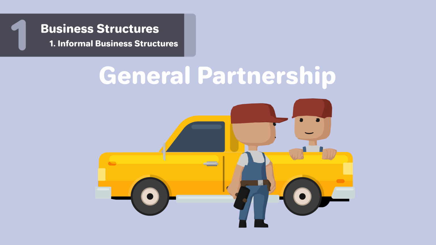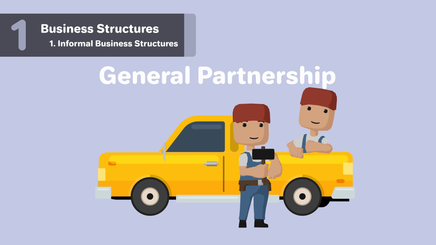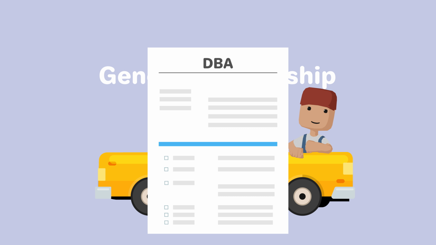General partnerships are similar to sole proprietorships, with the difference being that partnerships consist of 2 or more people. A general partnership's name must consist of the surnames of all the partners. Like a sole proprietorship, if you want to operate under a different name, you need to file for a DBA.